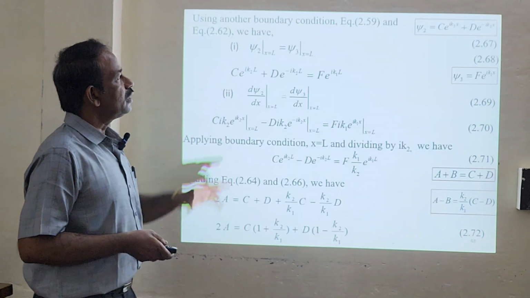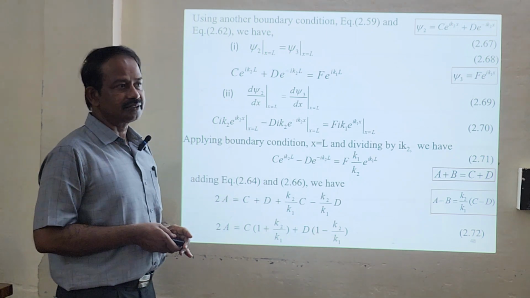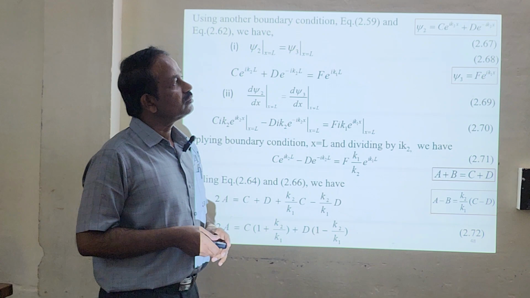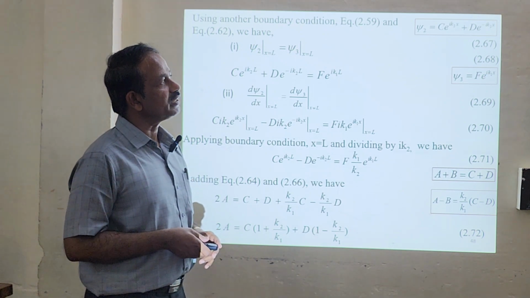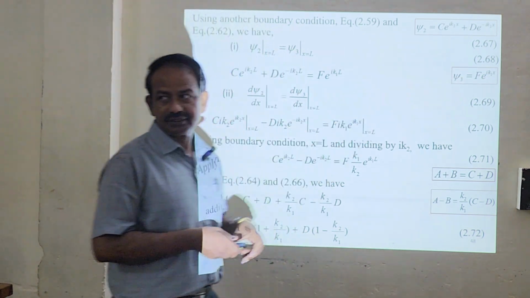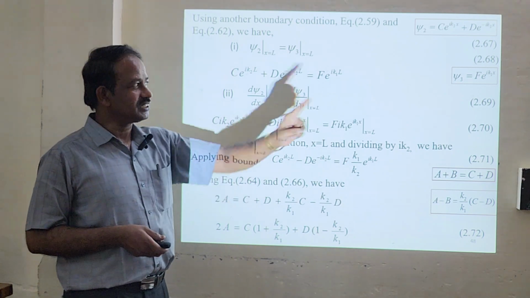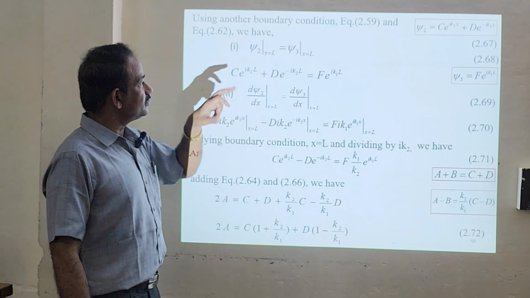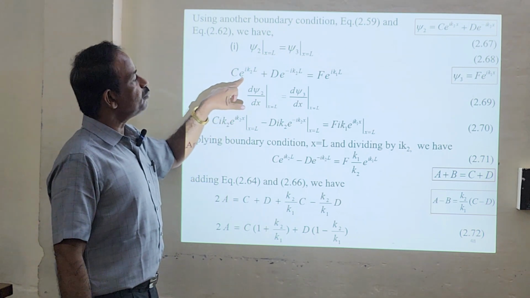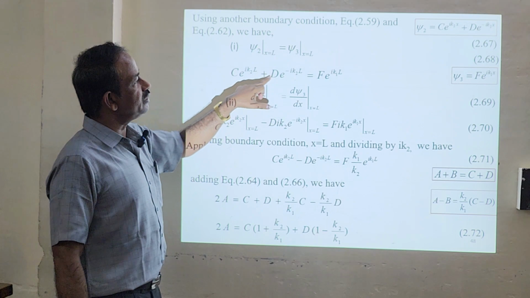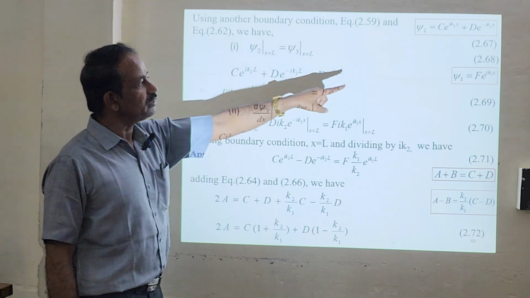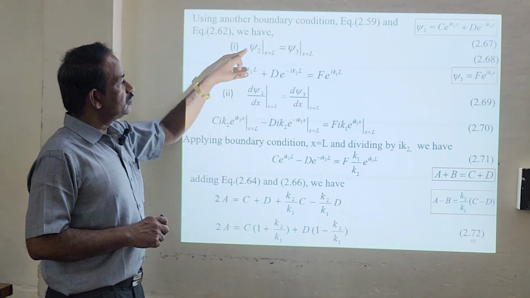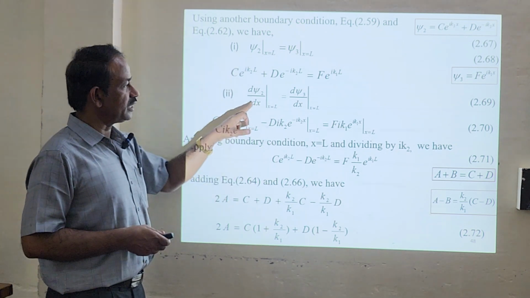So psi 2 at x equal to L is equal to psi 3 at x equal to L. Psi 2 is given by C e to the power ik2x plus D e to the power minus ik2x. Psi 3 is given by this, so there is no reflection coefficient there in psi 3. Now you equate these two at x equal to L. So this gives you C e to the power ik2L plus D e to the power minus ik2L, which is equal to F e to the power ik1L. Is it okay? Now differentiate this with respect to x.